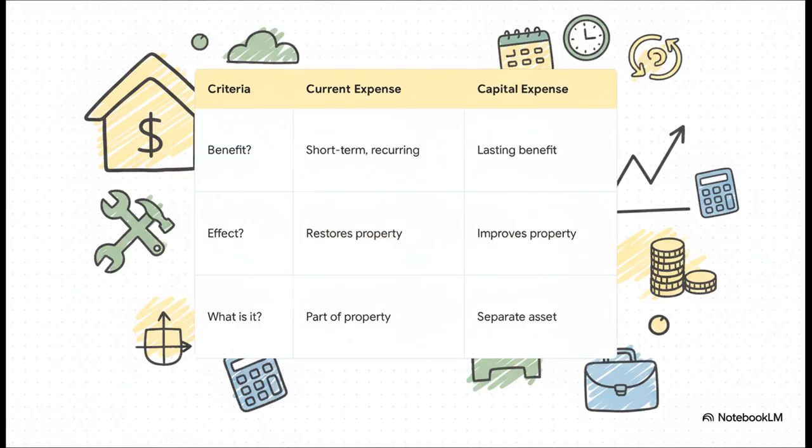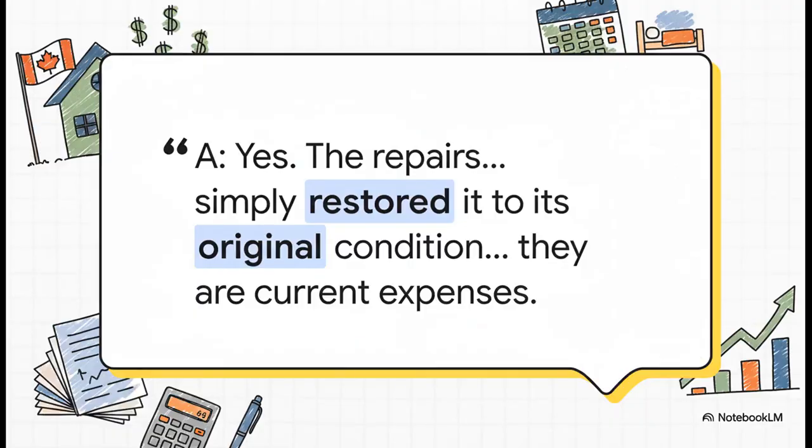You have to ask yourself these questions. First, what's the benefit? Is it a quick fix, like a coat of paint? That's current. Or is it a lasting benefit, like brand new siding? That's capital. Second, what's the effect? Are you just restoring something to its original condition, like fixing a broken step? That's a repair, a current expense. Or are you improving it, like replacing those old wood steps with brand new concrete ones? That's capital.